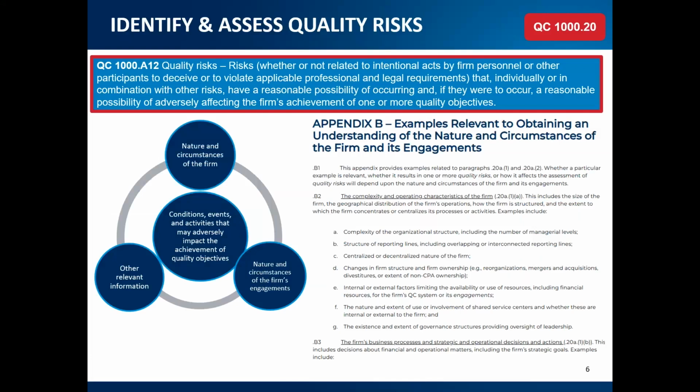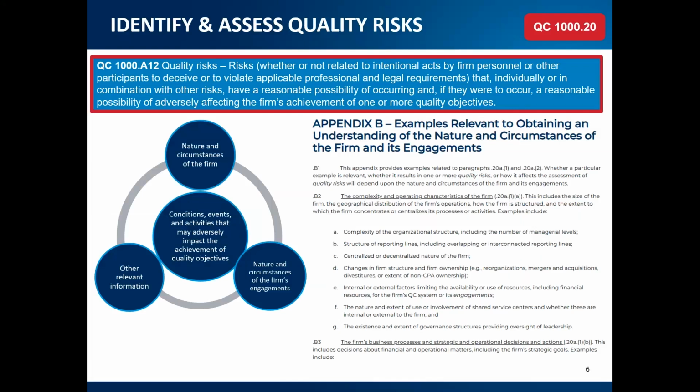Whether a particular consideration is relevant and results in one or more quality risks depends upon the nature and circumstances of the firm and its engagements and how the conditions, events, and activities relate to or affect the operation of the firm's QC system and the performance of its engagements. For example, Appendix B includes examples of considerations related to the firm's business processes and strategic and operational decisions. These include pressure to meet financial targets and commercial goals. And if this is a consideration existing in a firm, this could create quality risk related to firm personnel not having the time to perform engagements in accordance with applicable professional and legal requirements.